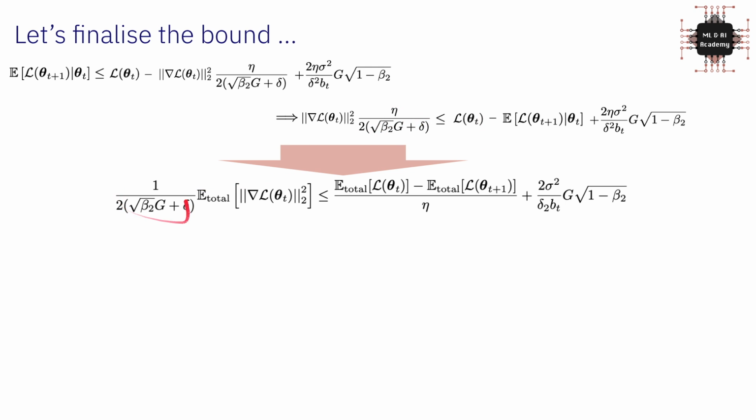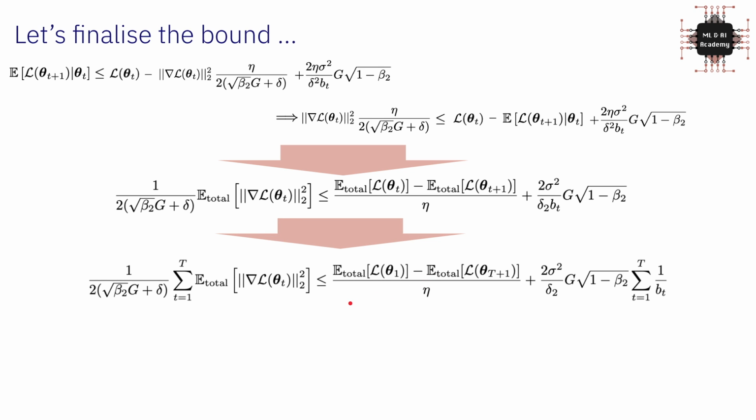So this is a constant, so it stays here, nothing changes. And now here we will have E total of the norm of the gradient, which is less than E total of the L theta t minus E total of L theta t plus 1. So where did this come from? Well, from the rule of total expectation. E total of a conditional expectation is just E total. Then I divided by eta here, so there was eta here, I divide by eta, and this remains unchanged. All right.